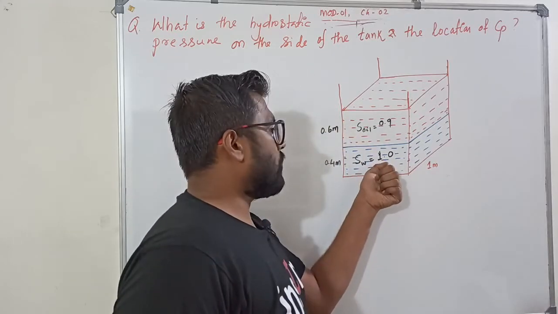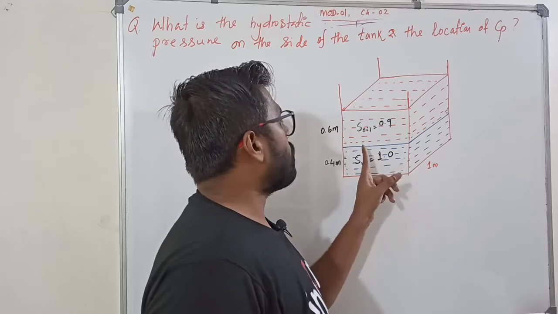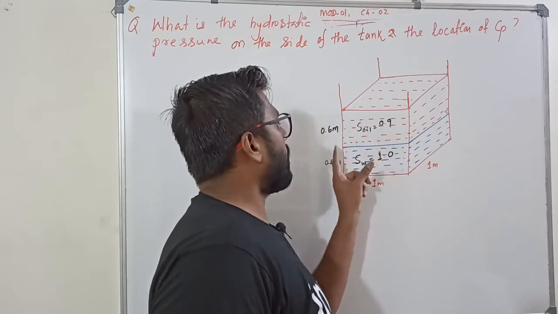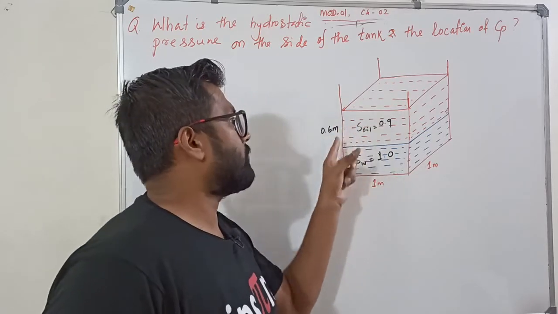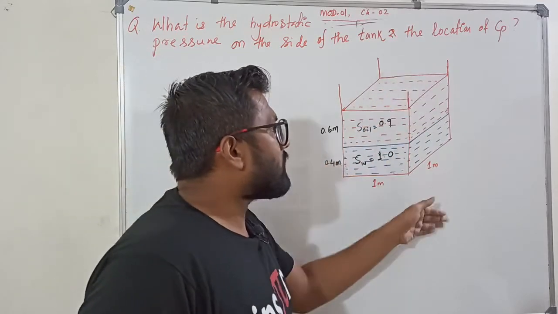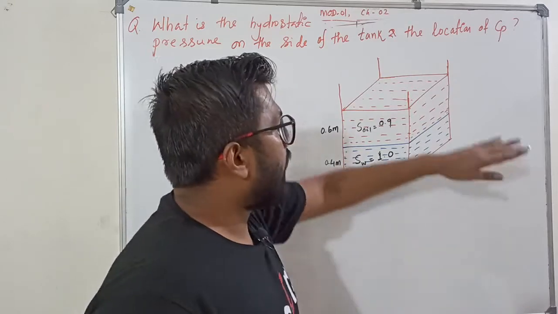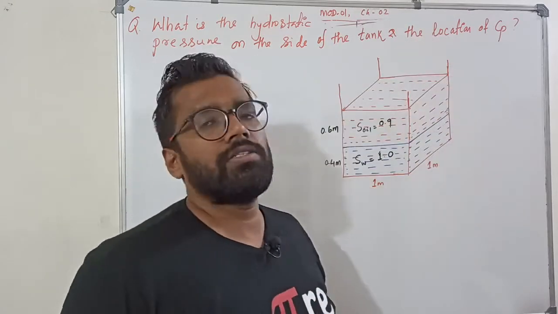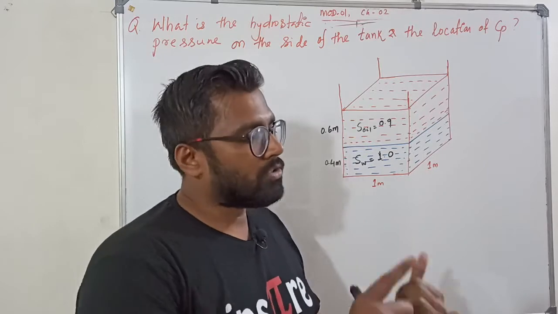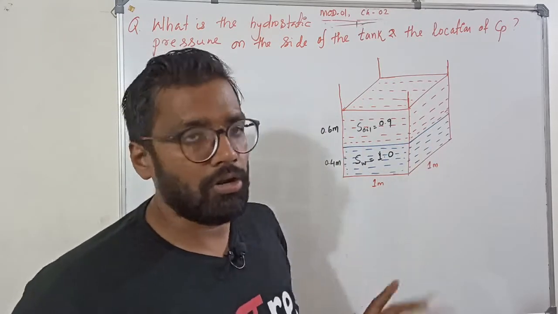You have water in the lower 0.4 meter, which has a specific gravity of 1, and you have oil of specific gravity 0.9 in the rest of the tank, that is 0.6 meter. The question they are asking is, on one side wall, what is the hydrostatic force and where is it concentrated, that is, the total force and center of pressure. Now let's go ahead with the problem.